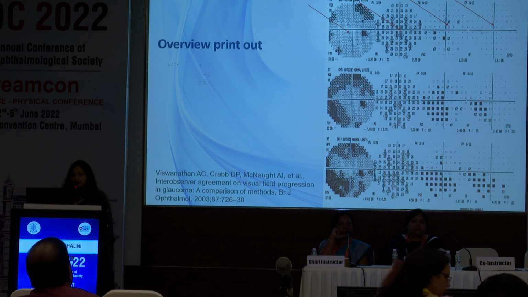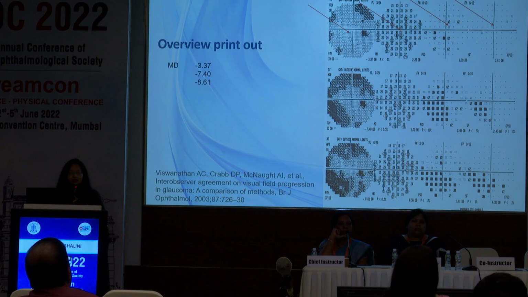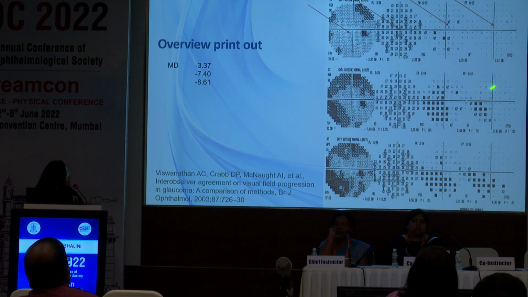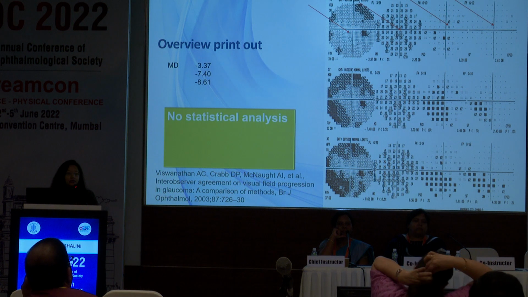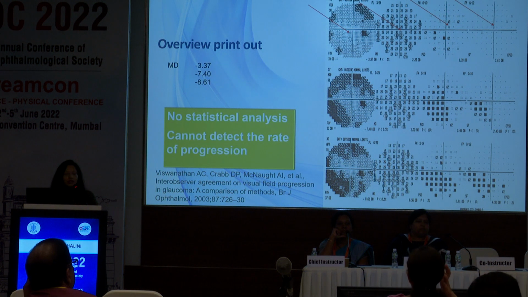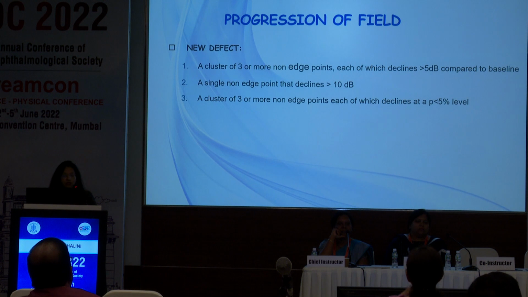But the thing is that whenever we are seeing like this, we also focus more on mean deviation. Here we can see the mean deviation is -3.7, and similarly it is increasing in negative values. But there is no statistical analysis and we cannot detect the rate of progression. So how should we identify in such a scenario?